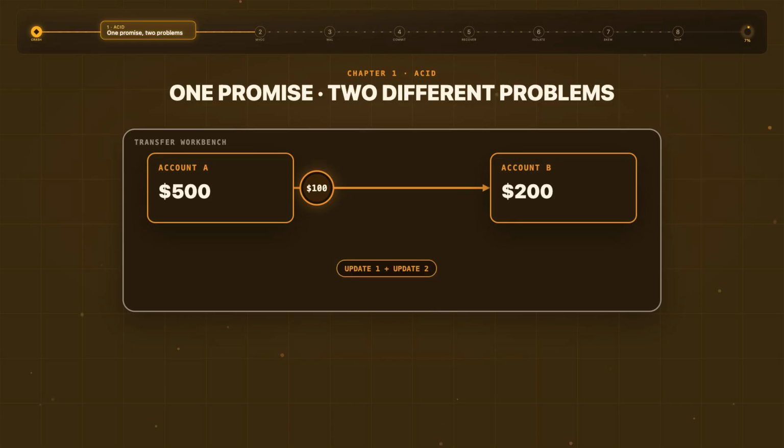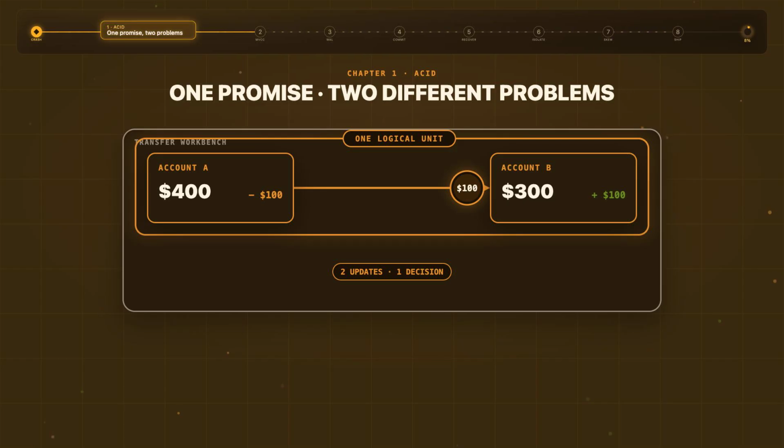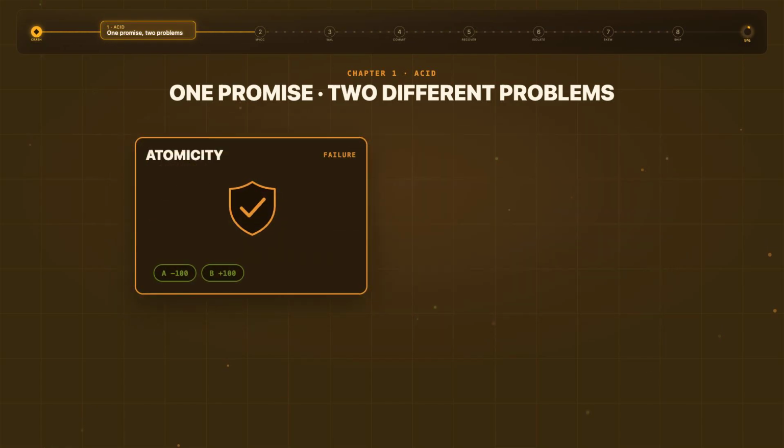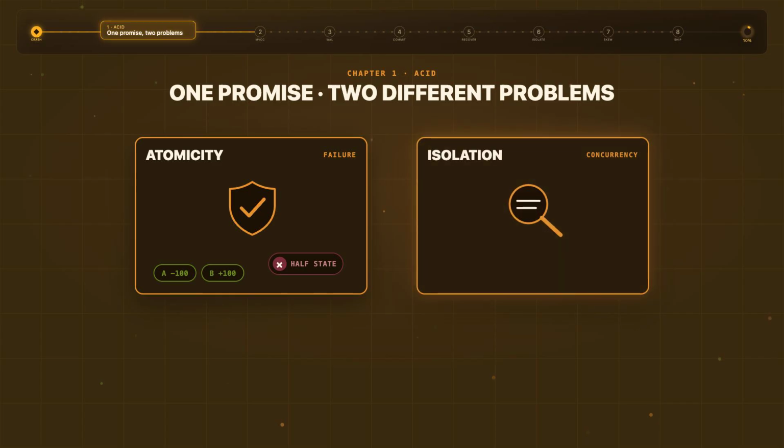Start with the transfer as two updates. Subtract 100 from A, then add 100 to B. A transaction wraps those statements into one logical unit, but it has to solve two different problems. Atomicity is about failure. If the process crashes halfway through, the database must not preserve half a transaction. Isolation is about concurrency. If two transactions overlap, neither should observe a state the chosen isolation level forbids. Those are related, but they are not the same mechanism.